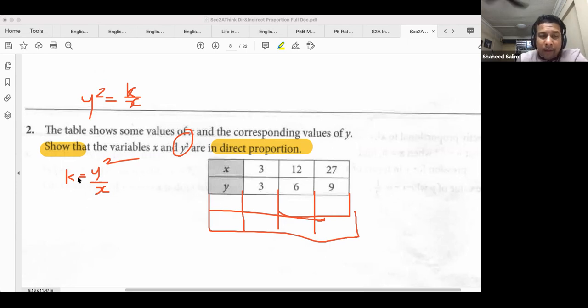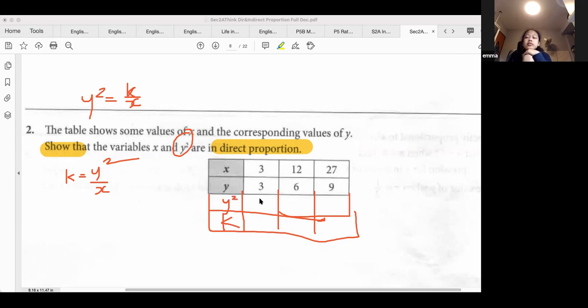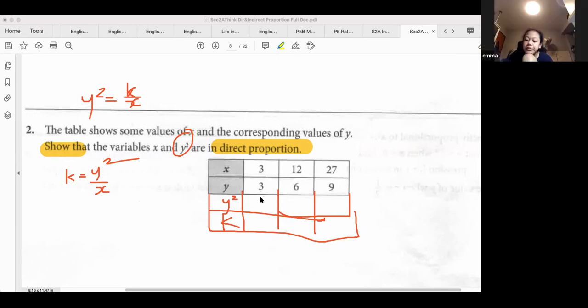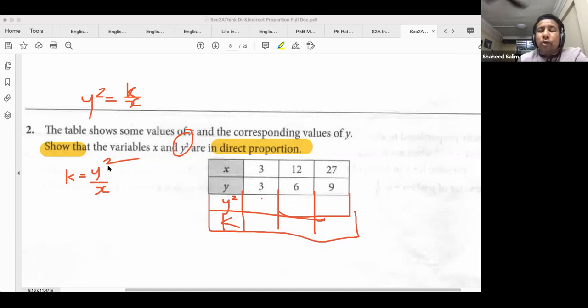You want to find k, you're going to calculate k, correct? So the last one is going to be k. In order to find out k, you need to know x and you need to know y squared. So what do you want to write down here? Y squared. Okay, what's the value for y squared down here? 27. How do you get 27? Hey, this is square, not cube. Now it's square.